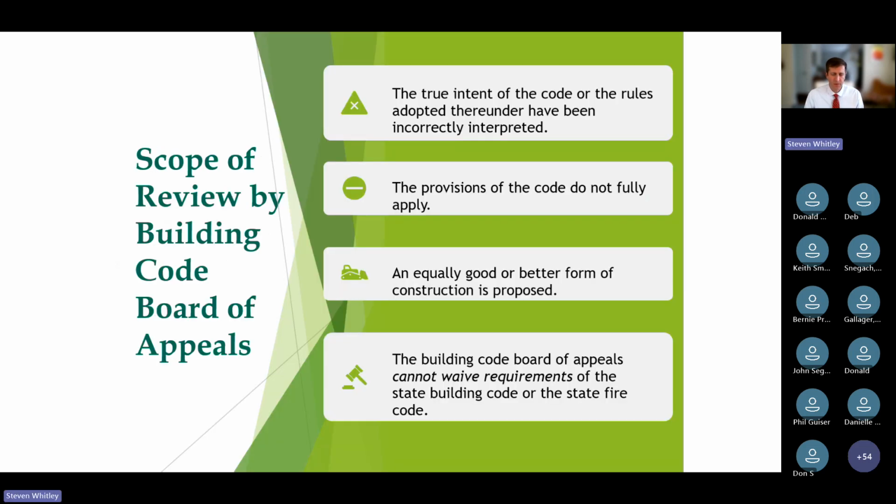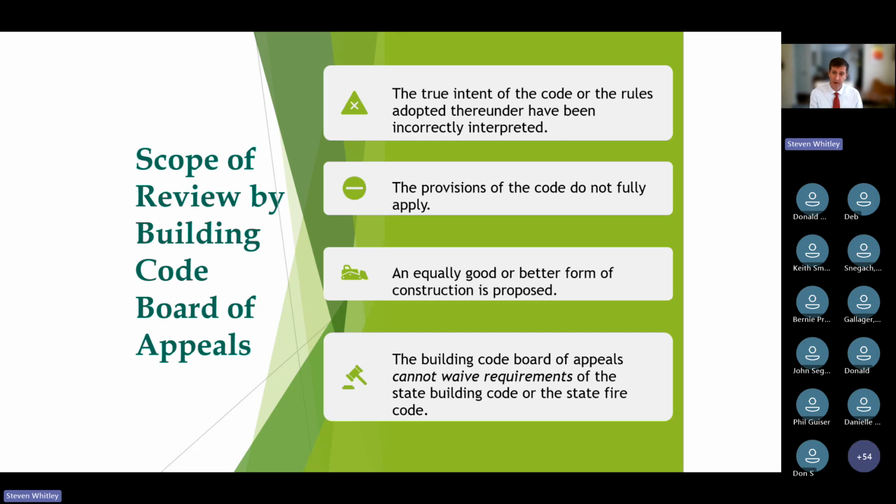Okay, so Building Code Board of Appeals. I just mentioned this, that if you adopt the local enforcement process for the state building code, you're required to have this Building Code Board of Appeals. So what is that and how do they operate? They can hear appeals, but their jurisdiction is actually pretty limited. They need to determine whether the true intent of the code or the rules has been incorrectly interpreted, or whether the provisions of the code don't really apply. And they'll also examine whether an equally good or better form of construction is proposed.